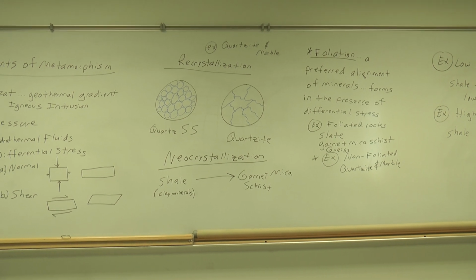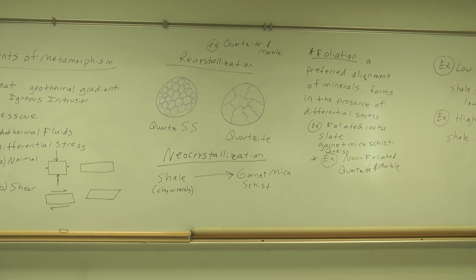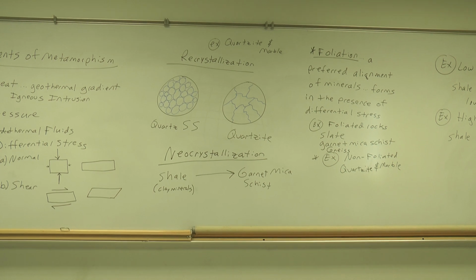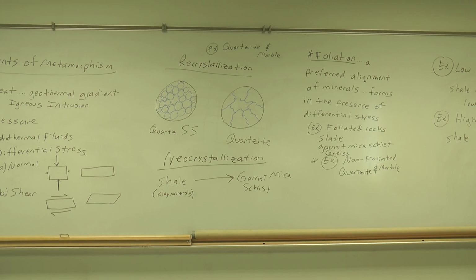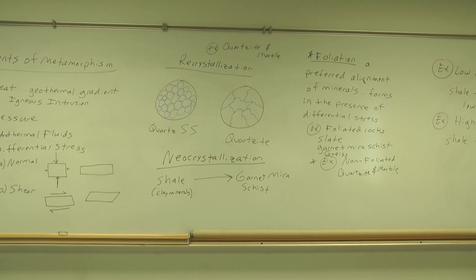You begin with shale, a common sedimentary rock. That's just a bunch of clay minerals. What do you end up with? Under a medium to high grade metamorphic event, you end up with a completely different rock called garnet mica schist, which is a real pretty rock.